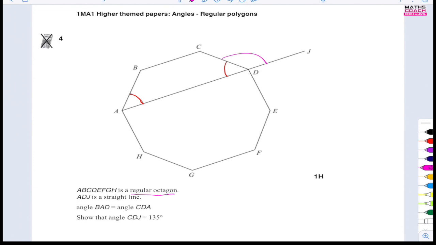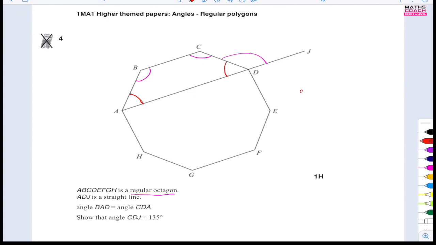Let's start with our octagon. Let's find one of the interior angles of our octagon. So this one and this one, any of them. Okay, let's find what those angles are. And of course, you can see that we're most likely going to concentrate on this quadrilateral here. Okay, so let's go ahead and find that.